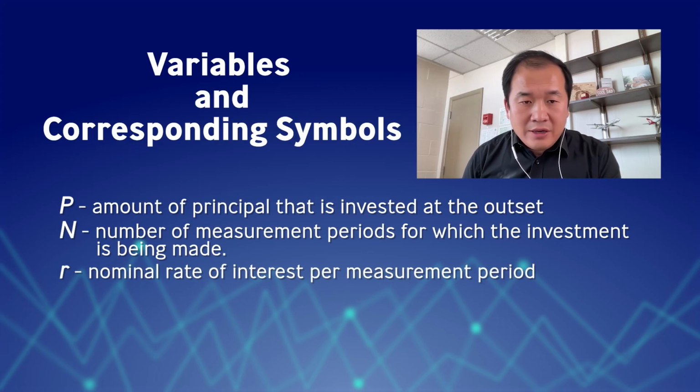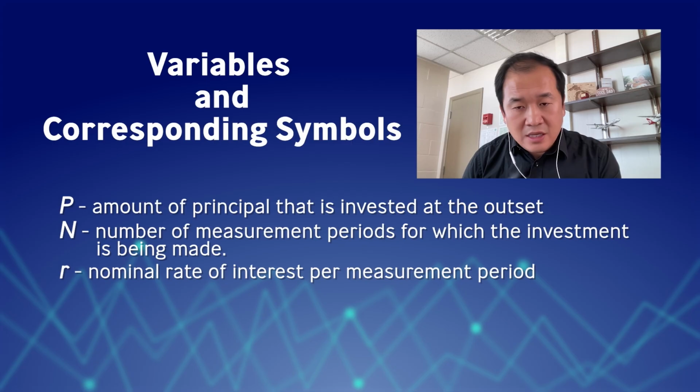And lowercase r here is the nominal rate of interest per measurement period. The measurement period usually is, let's say, years, so here r is the rate you will quote as the so-called annual rate, right? If there is a particular loan, the interest is measured at, say, 5% per year. That's what r represents.